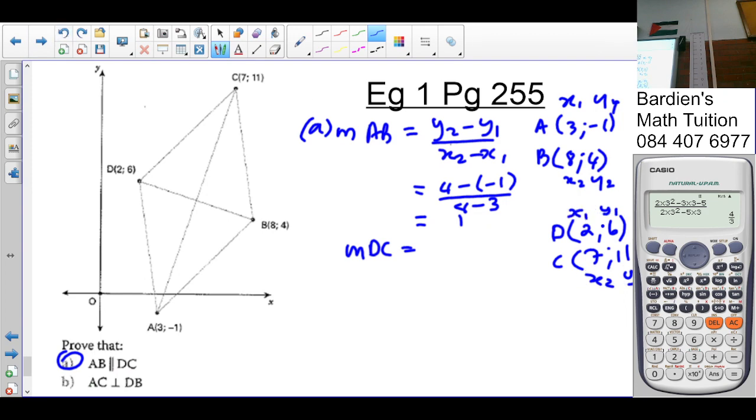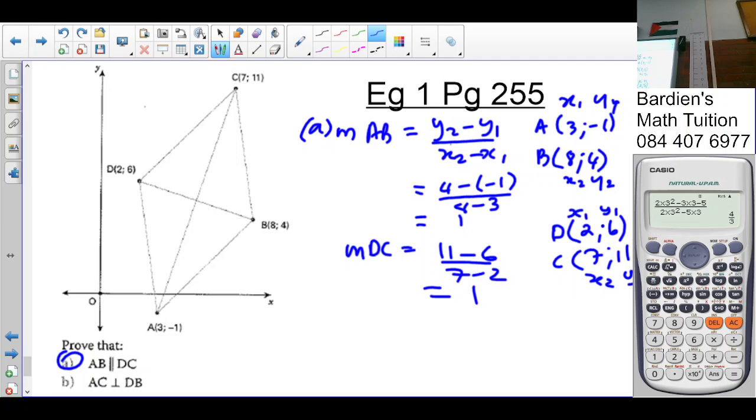So we go y2, which is 11 minus 6, over 7 minus 2. 11 minus 6 is 5. 7 minus 2 is 5. So it's 5 over 5, which is 1. Not so? So what do you notice? They're the same. Same gradient.